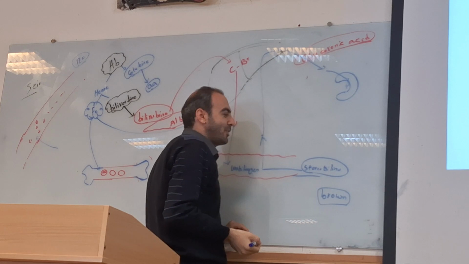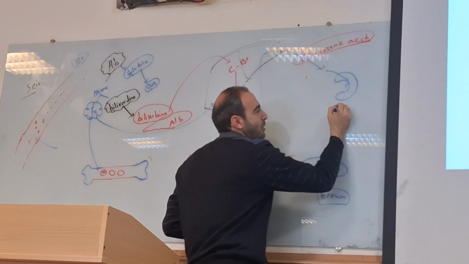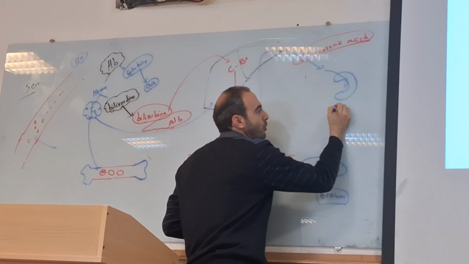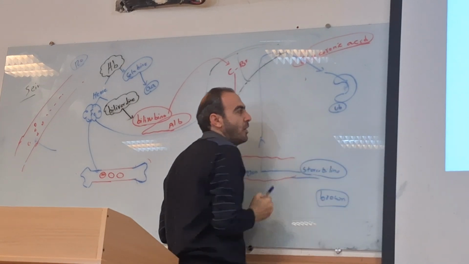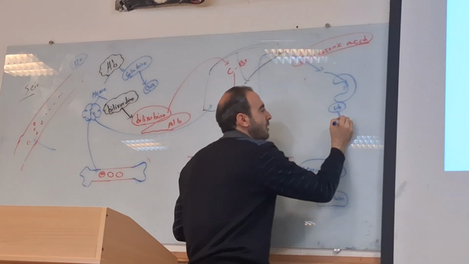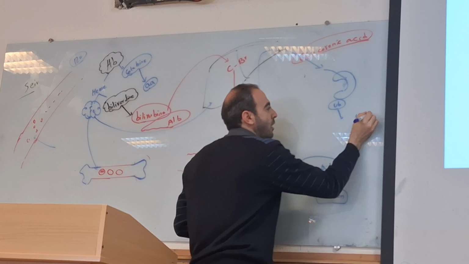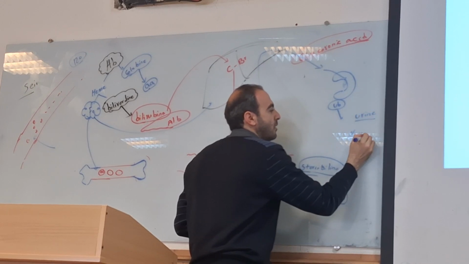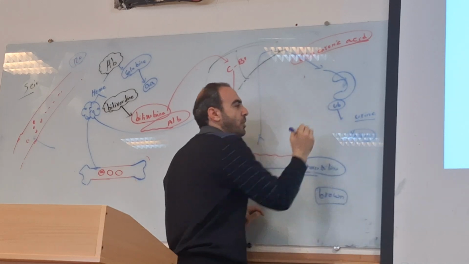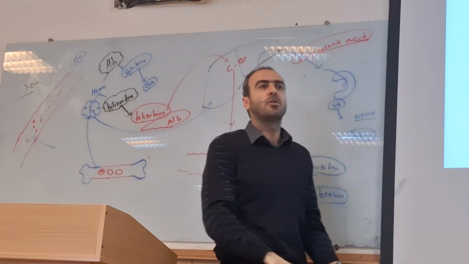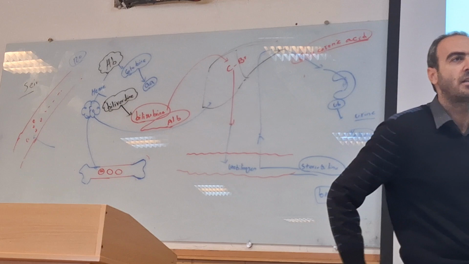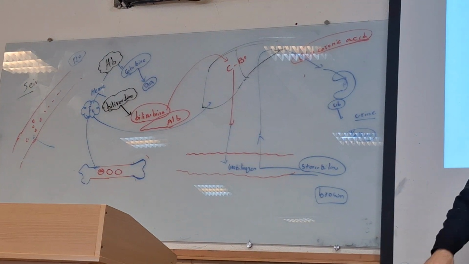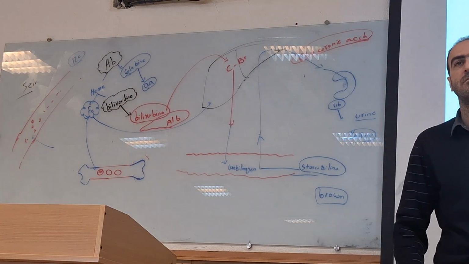In the kidney, urobilinogen converts to urobilin. And urobilin is excreted in the urine. And urine color is yellow. Why is it yellow? So both the color of feces and urine are because of the products of heme.